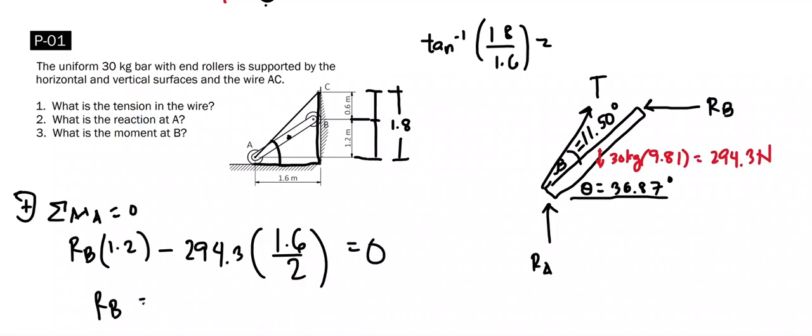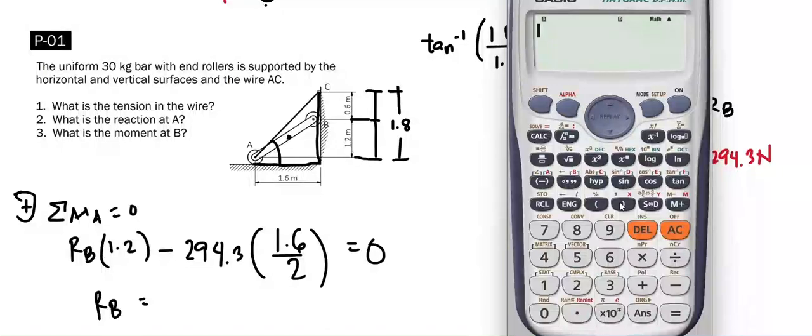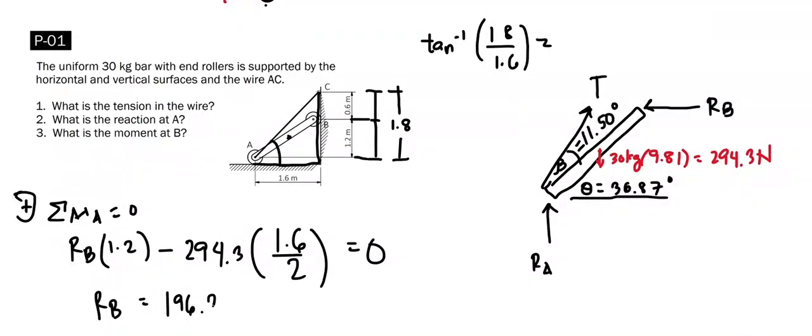Now we can solve for the reaction at B by using our calculator. So we let x be our RB times 1.2 minus 294.3 times 1.6 divided by 2 equal to 0. We get our reaction at B equal to 196.2 newtons.